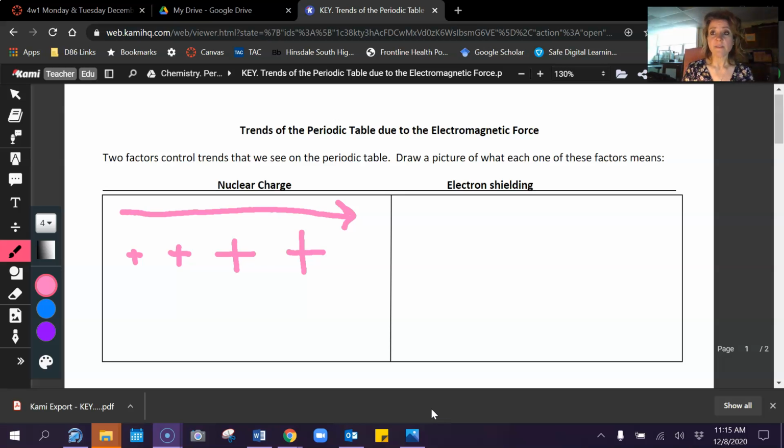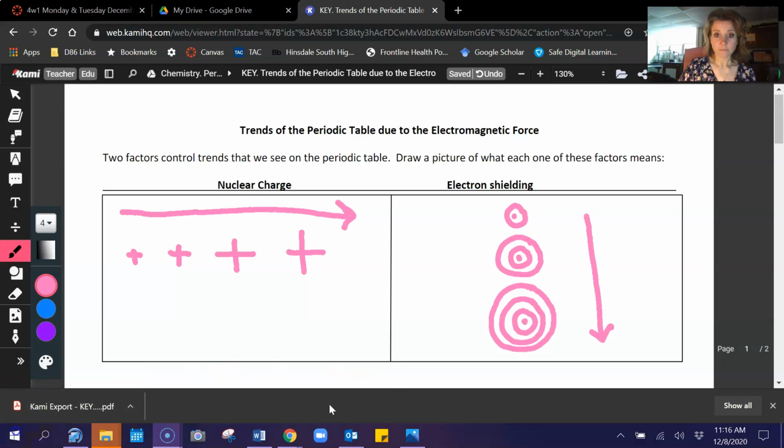And I used a positive sign because that's the charge of the nucleus. Because remember, a nucleus is comprised of neutral particles called neutrons and positive particles called protons. And so the overall charge of a nucleus is always positive. All right, let's take a look at my picture for electron shielding.